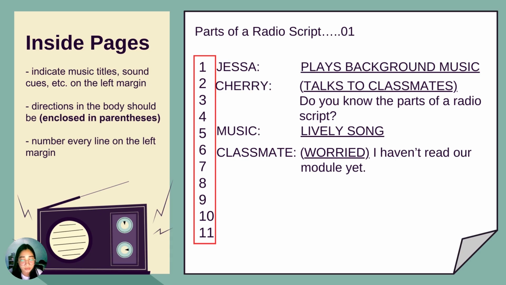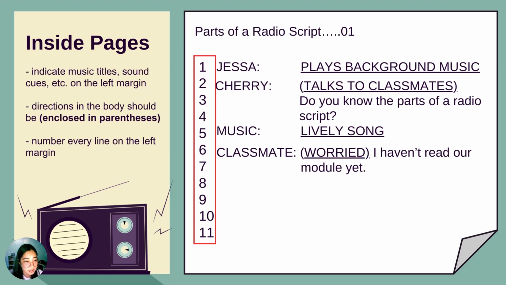For scripts involving more than two speakers or even just one speaker, we must put numbers on every line on the left margin, which is indicated in our example, the one in the red rectangular box. Begin from number 1 and so on. By doing so, parts that may be cut would be indicated quickly, and the speakers can easily locate references by the director for special attention.